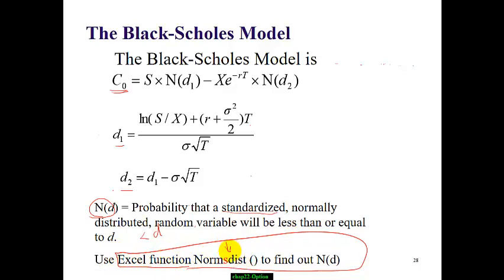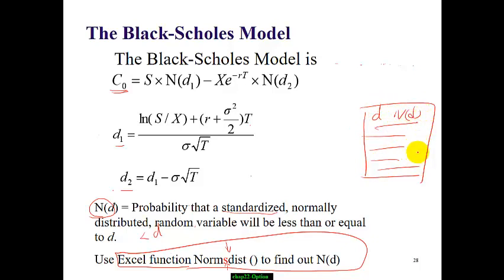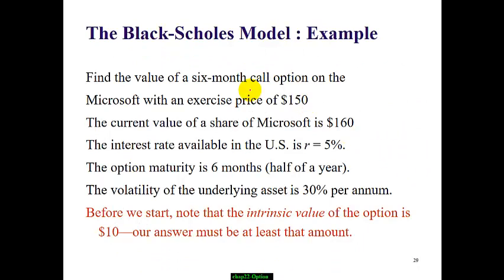Notice they have different types of normal distribution functions. This one is standardized, the one with the S in the middle. We will also provide you with some table to look up the D and N(D1), where we have some approximate numbers. Let's take a look at one example.